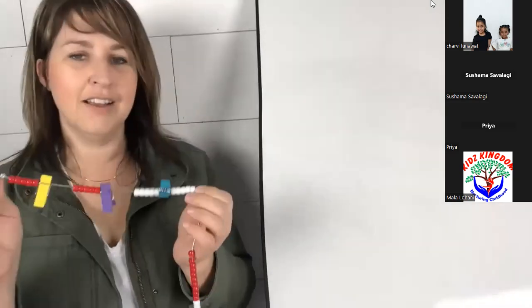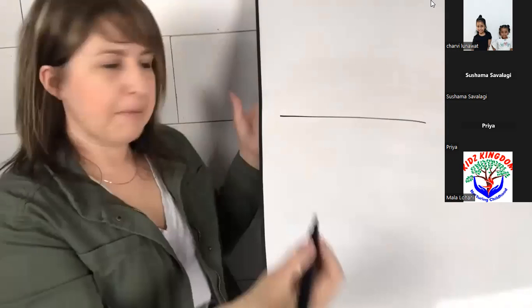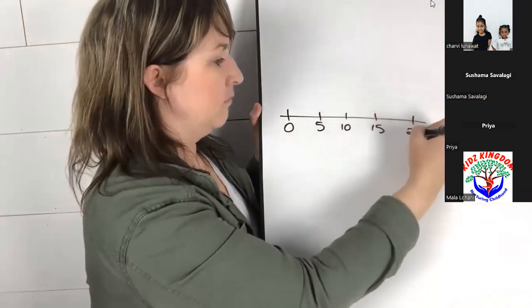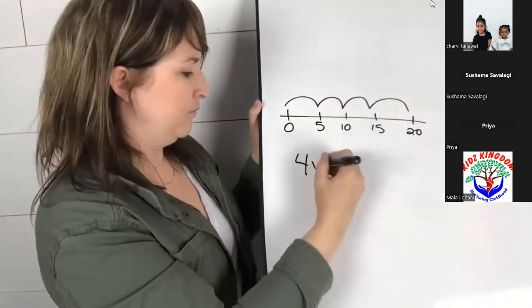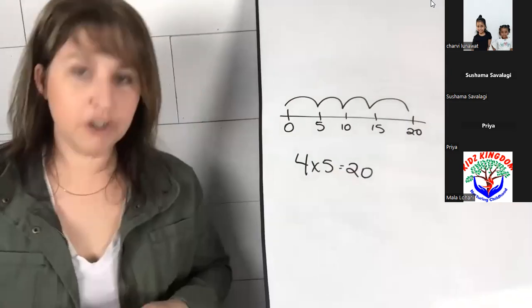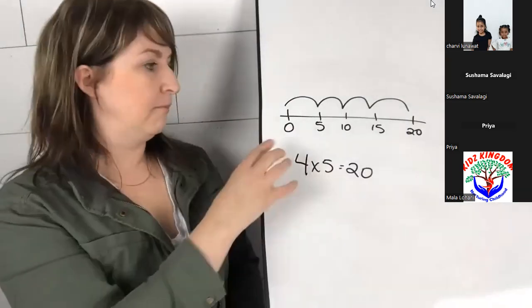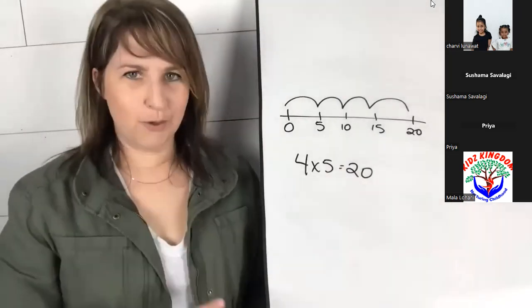Now, since we've built this in a concrete way, now we can represent it maybe with some skip counting. Maybe we might do something like this. And now we see that 4 jumps of 5 makes 20. So after we've worked considerably with concrete materials and then with representational drawings, then we move into the abstract. So don't rush this process.